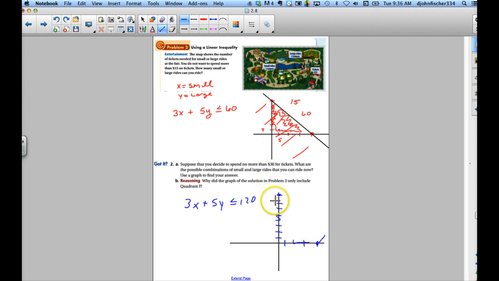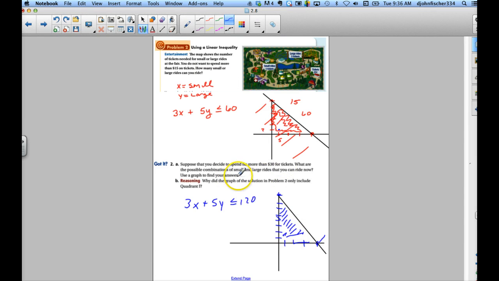So if I drew my graph in there, still shading, it's going to be in here in any combination. So I can say, okay, 1 and 20, 1 and 15. So there's a lot of different numbers I can use.